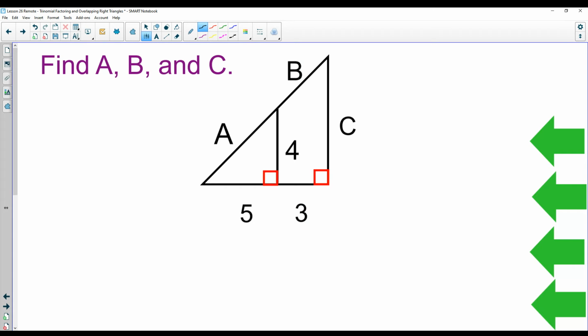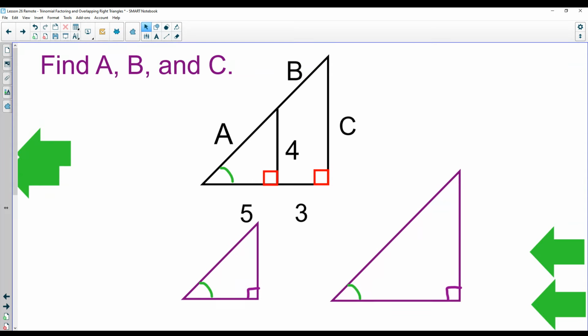All right, let's do some geometry. We have overlapping right triangles. We've already learned about overlapping triangles, and we learned that they are similar. We're going to learn there's one more thing about overlapping right triangles. Okay, so they have a shared angle, angle there on the left.